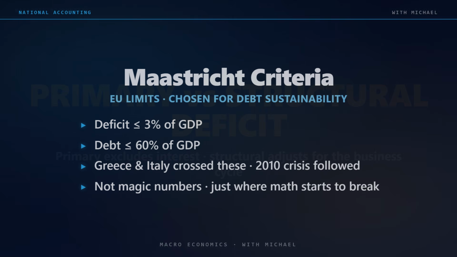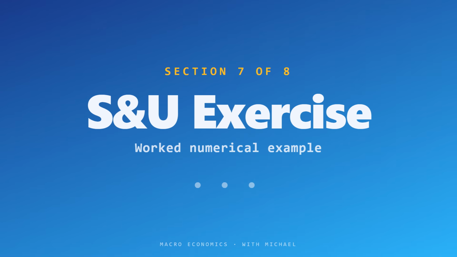Both are important diagnostics. The Maastricht criteria of the European Union restrict deficits to 3% of GDP and debt to 60% of GDP, limits chosen to prevent debt sustainability crises. The state budget is therefore not just a fiscal statement, but a major piece of macroeconomic policy.